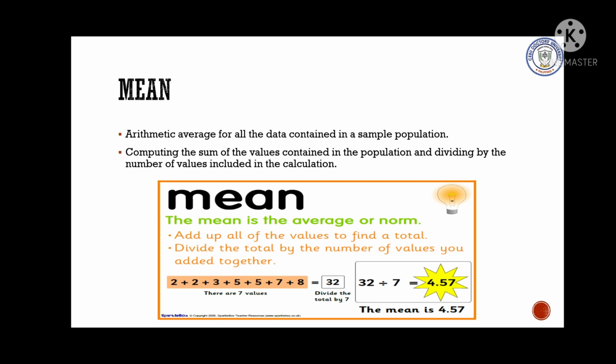So how many values do you have there? 1, 2, 3, 4, 5, 6, 7. So you divide it by 7. And there you go. The answer to this is 4.57. This means that your mean is 4.57 using all of these numbers.